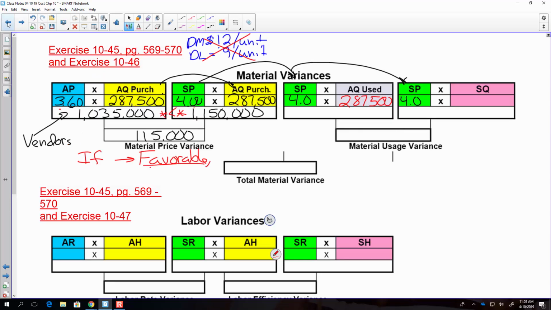Okay. Well, that's the same number, right? 1,150,000. That's box 3. Same numbers. Now we get to the last one. The SQ. This is the quantity allowed.